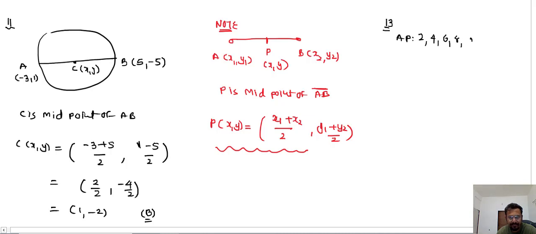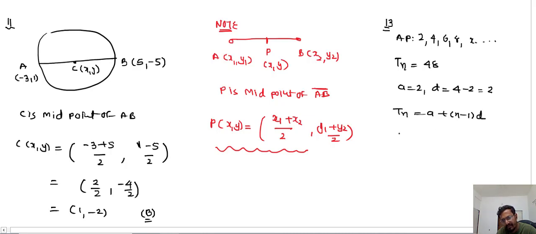So from this AP you can find the first term a is 2, and you can find d, 4 minus 2, so 2. You know the formula of Tn, it is a plus (n minus 1) into d. Just put in the values: 48 equals 2 plus (n minus 1) into 2. So 48 minus 2 is equal to 2 times (n minus 1). So 2 times (n minus 1) is equal to 46. n minus 1 is 23, so n is equal to 24. For the total we have 24 terms. So the value of x is 24. Option A is right.